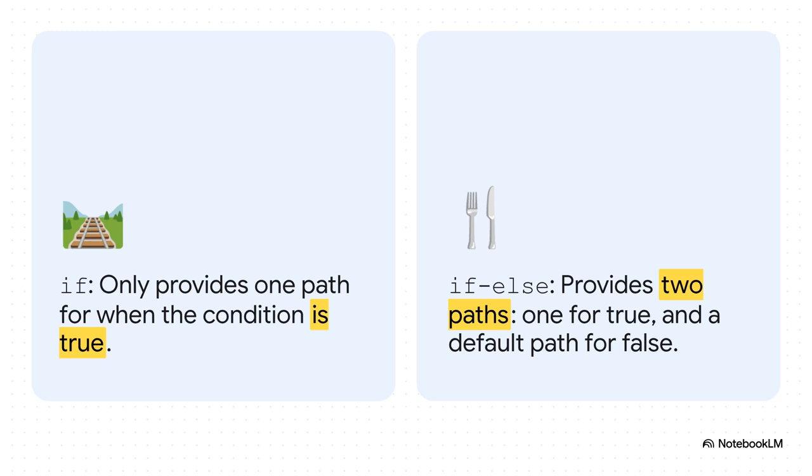But wait, what happens if the condition is false? With the simple if statement, the answer is, well, nothing. The program just skips that block of code and moves on. That's where if-else is so useful. It gives the program a plan B. It creates two clear paths, one for true and a default path for everything else.